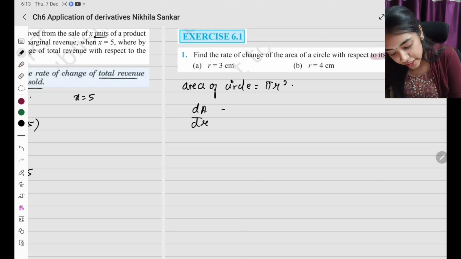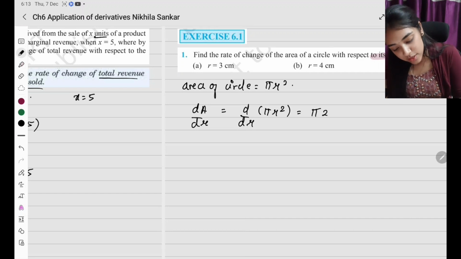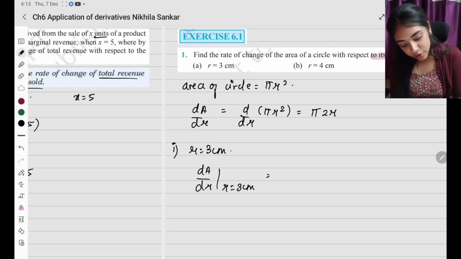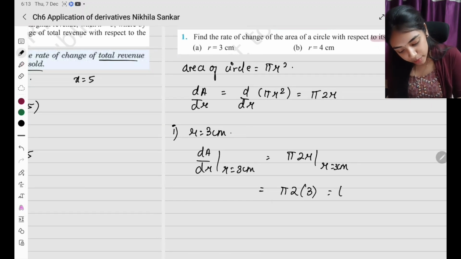So let me just find dA by dr first. So I have d by dr times pi r square. Pi is a constant, it comes out. D by dr of pi r square is going to be 2 times r. So when I substitute, first subsection, r equals 3 centimeters. So I have d by dr when r equals 3 centimeters. Pi times 2r, r equals 3 centimeters. So when I substitute, I have pi times 2 times 3, which is going to be 6 pi.